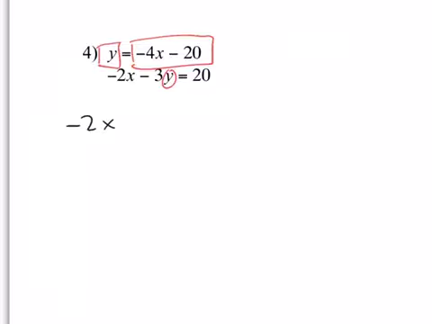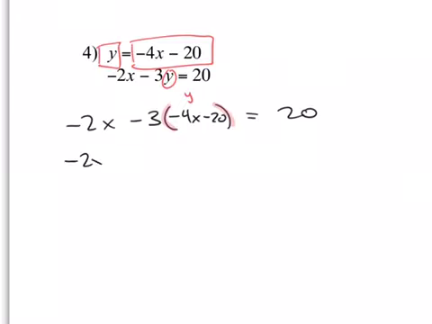So I'm going to take -2x - 3y = 20, and I'm going to take the y variable in that equation and substitute and replace that y variable with -4x - 20. And I can do that without messing with my solution because I know that y equals -4x - 20 for this system. So now I've created a one variable equation with only x's, and I can solve that.